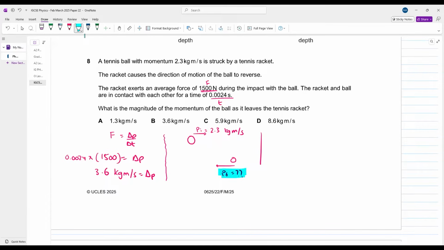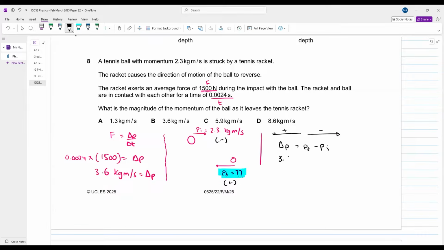बच्चे आपने ये फाइनल मोमेंटम Pf निकालना है. How will you do that? बेटा लेट्स अज्यूम कि आपके राइट साइड वाले वेक्टर्स आर नेगेटिव, द लेफ्ट साइड वाले वेक्टर्स आर पॉजिटिव. Your change in momentum is equal to what? Final momentum minus initial momentum. बच्चे फाइनल मोमेंटम क्या है? Pf acting towards the left side, it will be positive. Initial momentum is 2.3, acting towards the right, it will be negative.